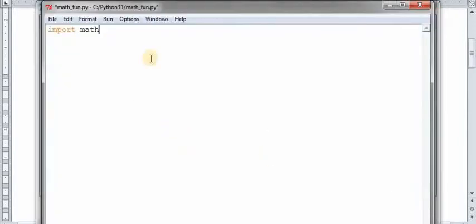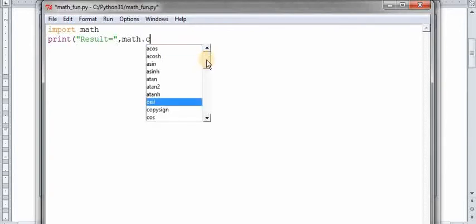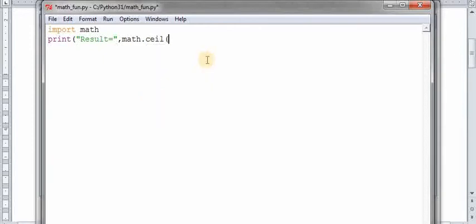Now check it. Write down the print, and write down the message here. Now result equals like this. Whenever you use a mathematical function, you have to use the math keyword with the dot operator. Math dot, write down the function name, and here you have to write down the parameter, like 1.5. Now guess, what will be the return?